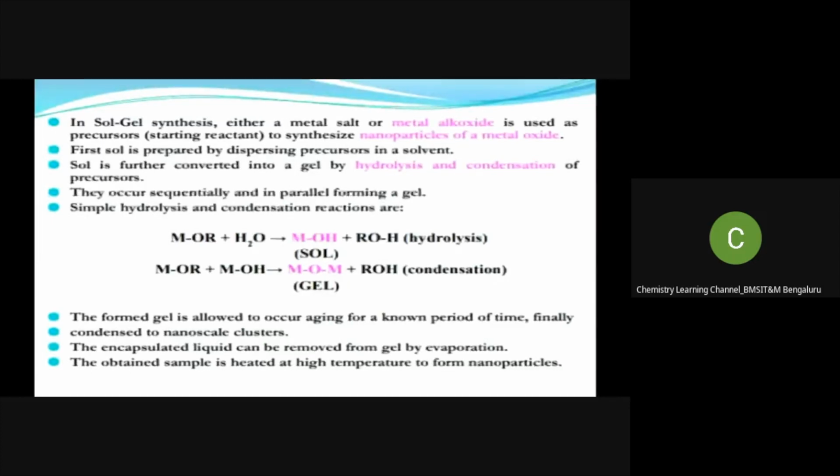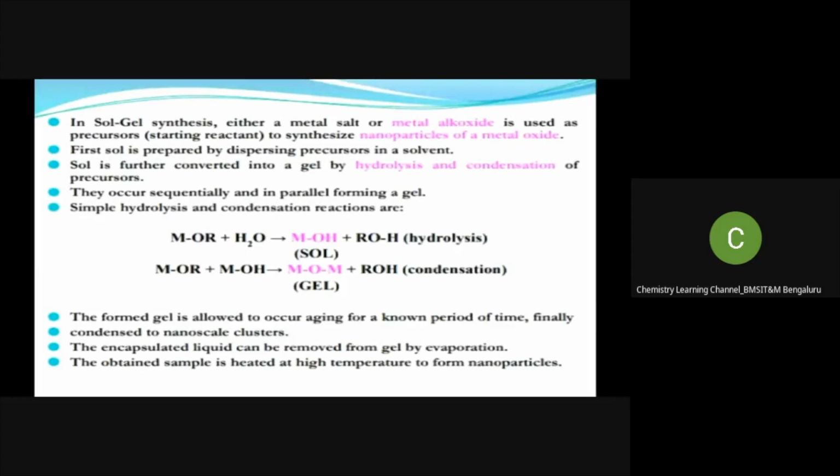The sol then reacts with the metal alkoxide to form the gel. This process is called condensation. The formed gel is allowed to undergo aging, where it will grow to form a nanoscale cluster. The encapsulated liquid can be removed. The extra solvent that is there can be removed by the evaporation method. The obtained sample is heated at high temperature to form nanoparticles.